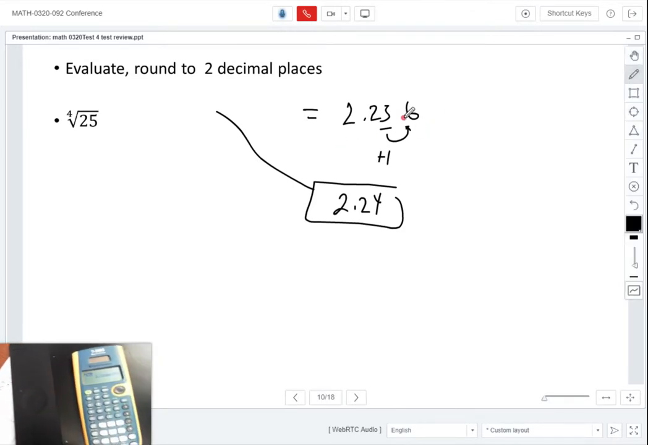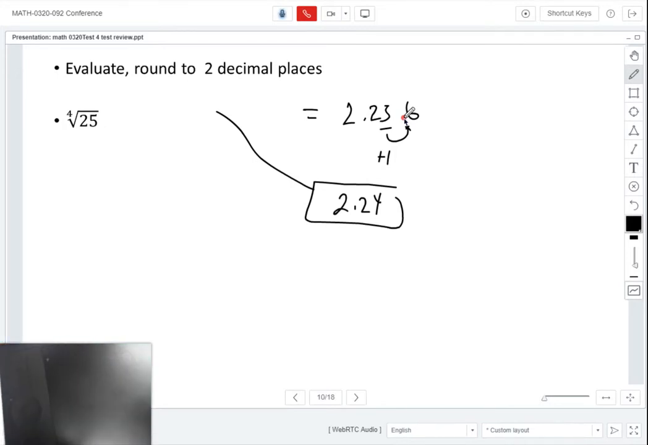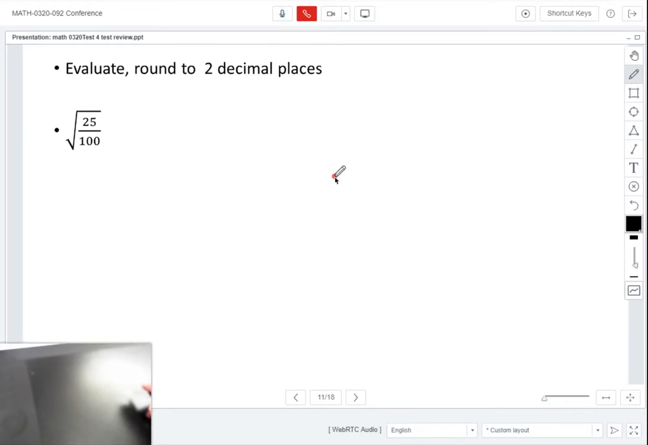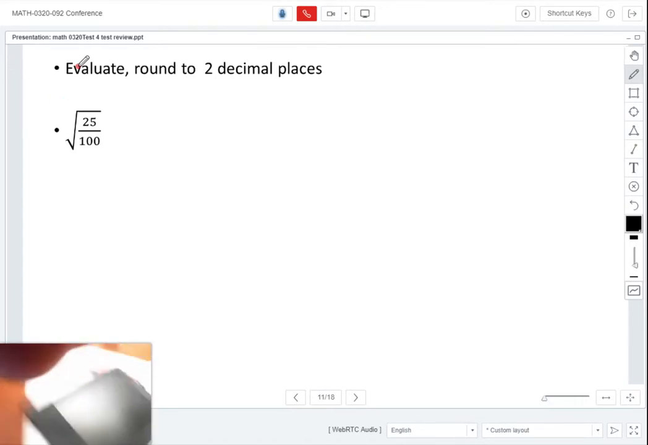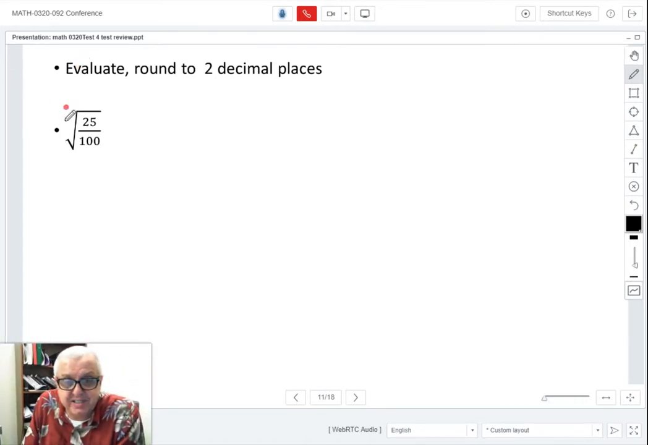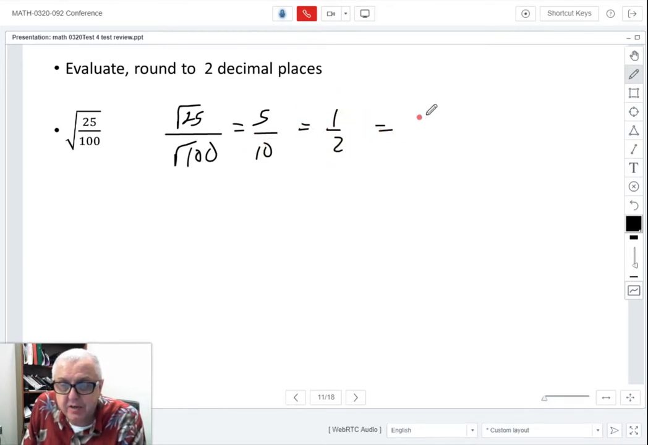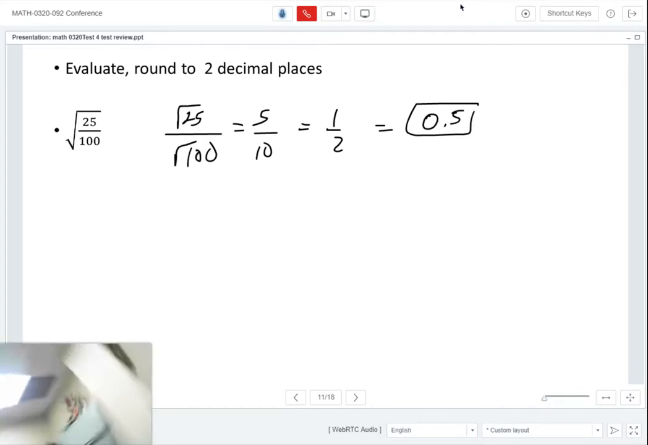And you'll have two of these type of problems on the test. So be prepared with your calculator. Next problem, round this to two decimal places. I don't think you need to, but we can if you want. I mean, you could put this in your calculator. Remember, you can break radicals apart when they're multiplying or dividing. The square root of 25 is 5, and the square root of 100 is 10. This reduces to 1/2. If I want to put the decimal equivalent of this, I get 0.5. I can just put this into my calculator too.